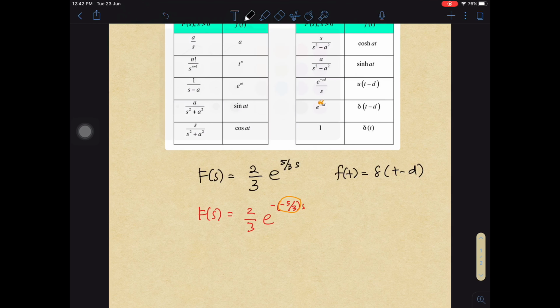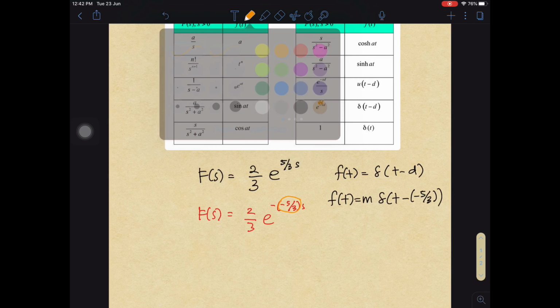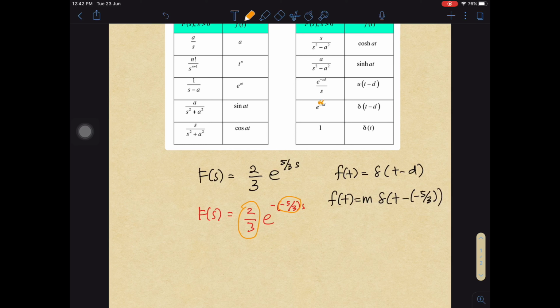So we can write our function f(t) equal to m delta(t minus d), where d is negative 5 over 3. How to find the value of m? M is any constant that exists in your F(s) here. So you can see here your m is equal to 2 over 3. Therefore what you will have is f(t) equal to 2 over 3 delta(t plus 5 over 3). So this one is the function.